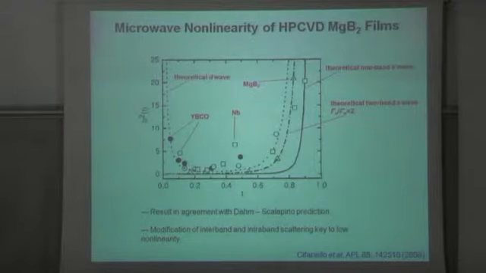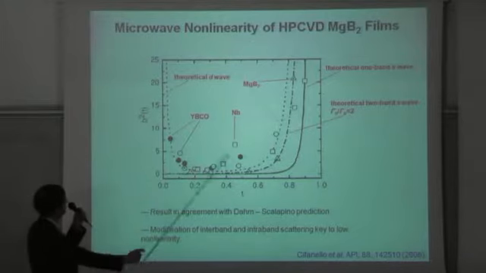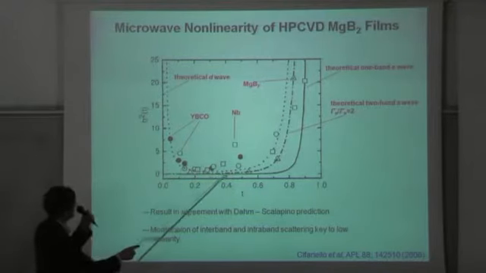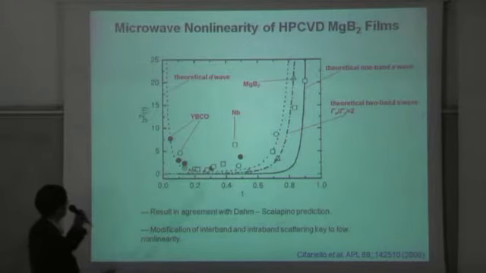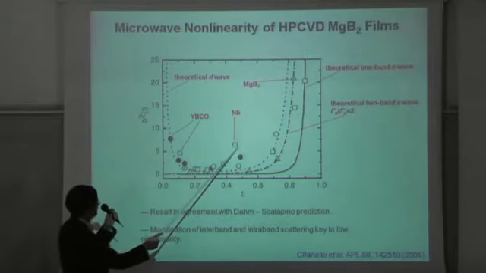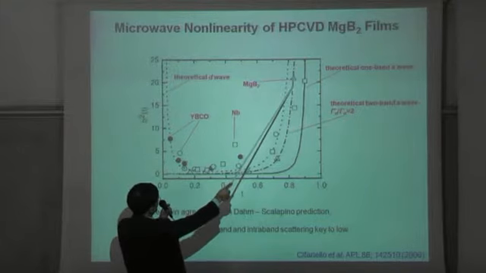In our case, we have collaborated with the group at the University of Naples to measure the nonlinearity in our films. This result shows the result for YBCO, and also this is the theoretical curve. As I mentioned earlier, at lower temperature, it actually takes off. And here are the data for niobium. And this triangle is for magnesium diboride.